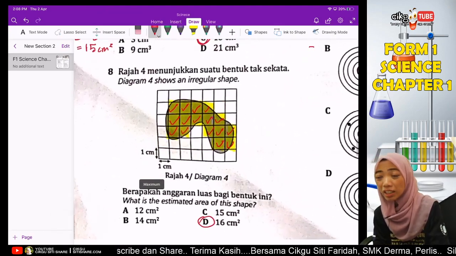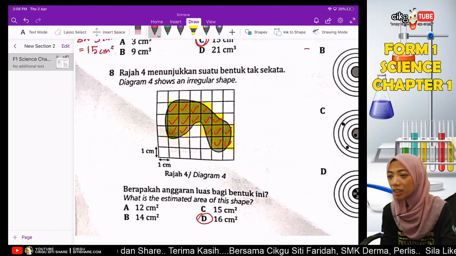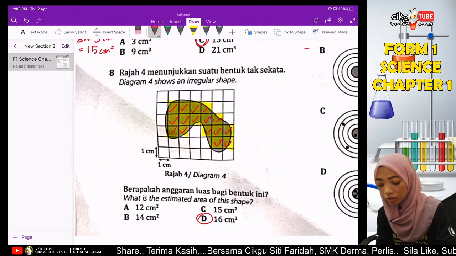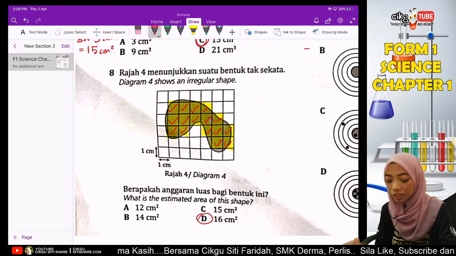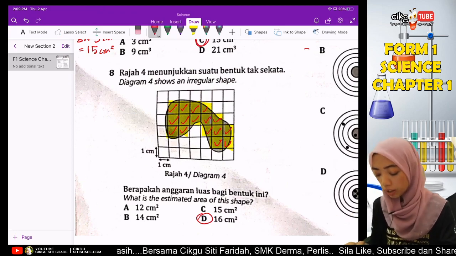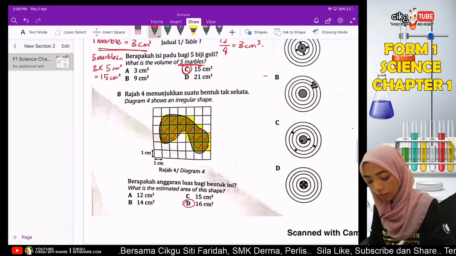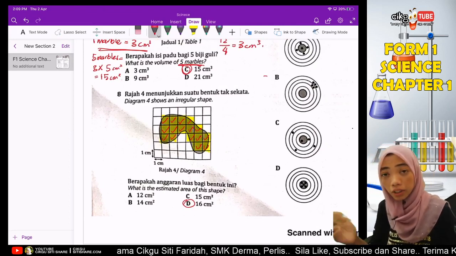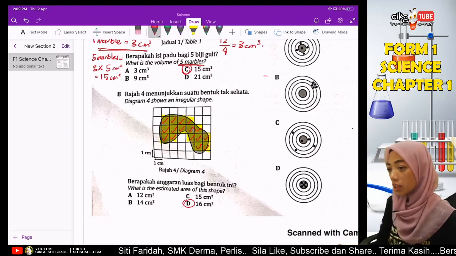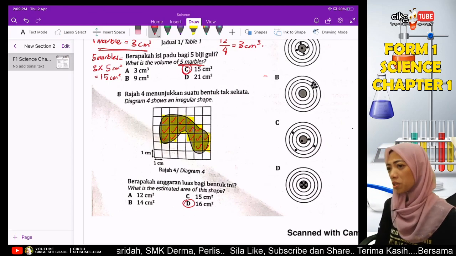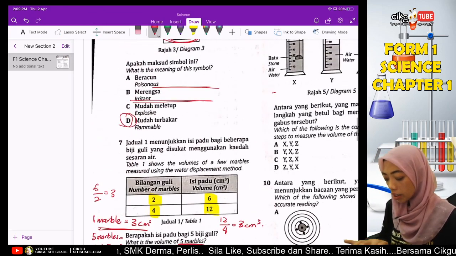I don't know the right term. Maybe the mathematics teacher will know what is the right term. Sorry, my bad. I said cubic earlier. Sorry, salah. Kan tak apalah. Yang penting awak tahu ni unit dia. The unit is centimeter square. Okay dah.